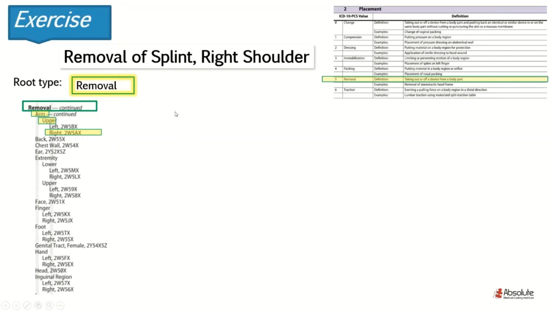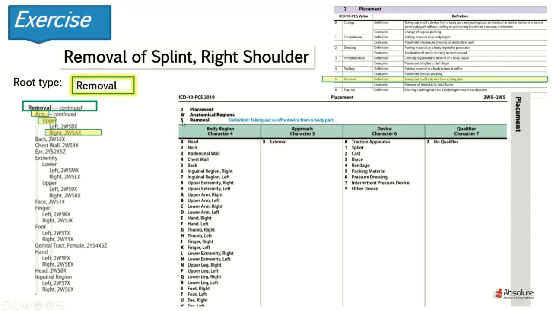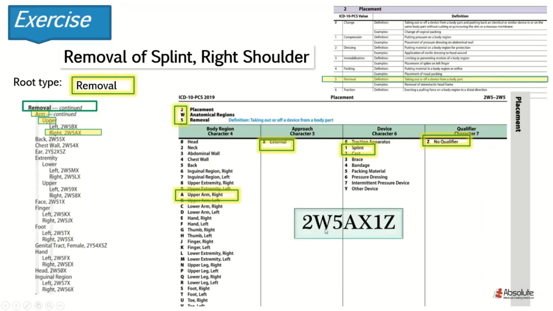So our next task, let's find that corresponding table. 2W5, placement, anatomical regions, removal. This is taking out or off a device from a body part. That's exactly what happened. They took that splint off. The splint is a device, and they took it off of the body part. All right, so our index tells us that the next value will be A. So let's look for A. There it is, upper arm right. How specific is that? The next value is external. The sixth character is splint, 1. The seventh is Z. And coders, our final code, 2W5AX1Z. And if you got that correct, outstanding.